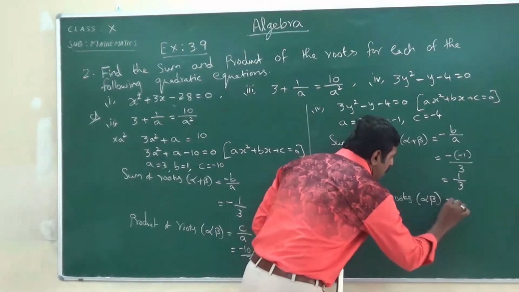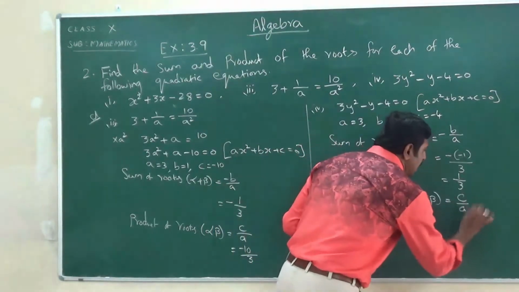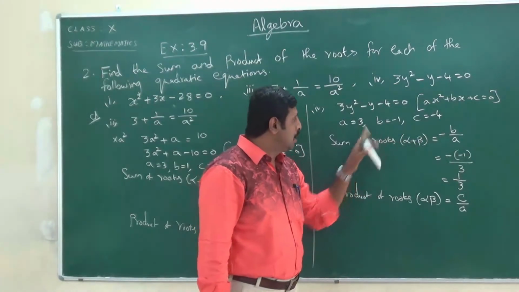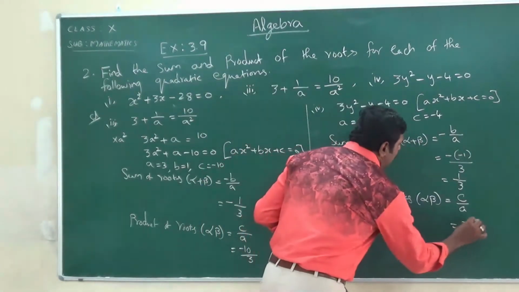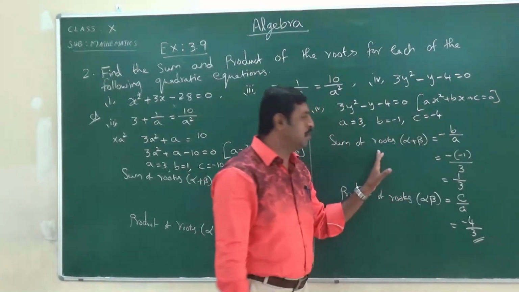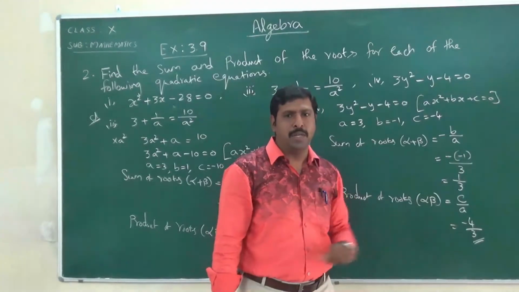Alpha into beta, the product of the root alpha into beta is equal to c by a. Here the constant term is minus 4 and the a term is 3. Minus 4 divided by 3. Therefore, the sum of the root is equal to 1 by 3 and the product of the root is equal to minus 4 by 3.